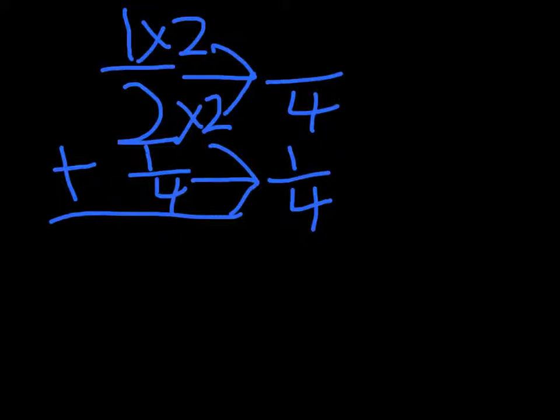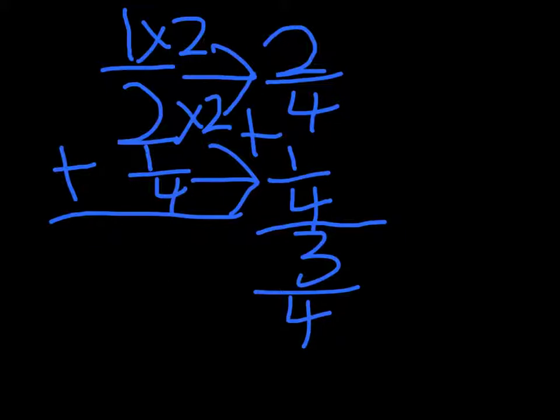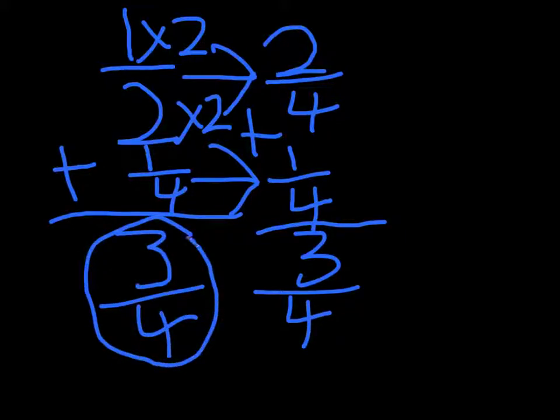So 1 times 2 equals 2. And so 2/4 plus 1/4, and that is going to equal 3/4. So 3/4 is our answer. And so, in your textbook, 3/4 is listed as A. So in other words, this is A. If you got 3/4, give yourself a high five.